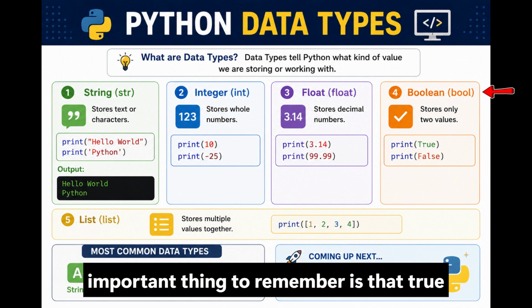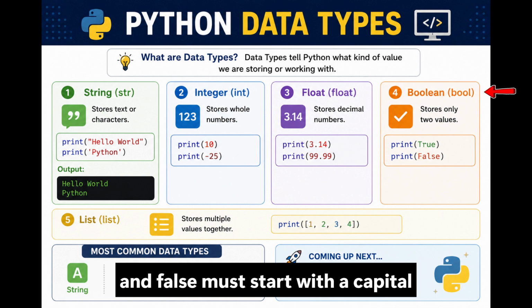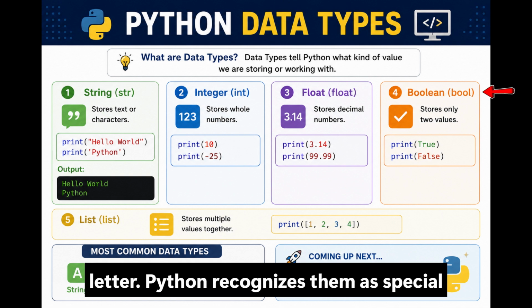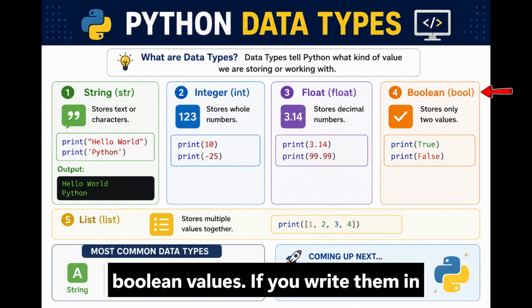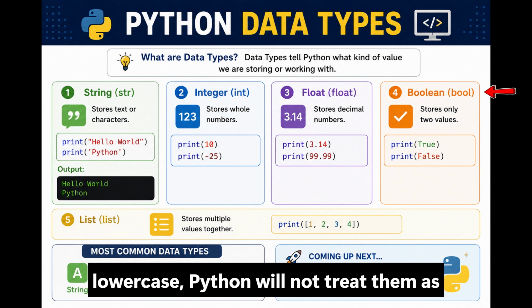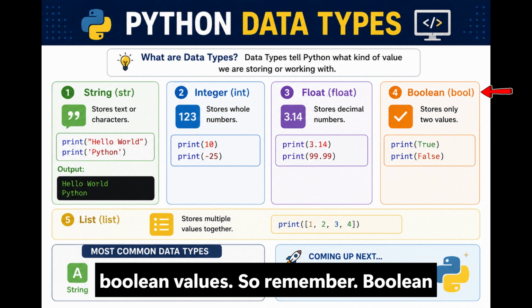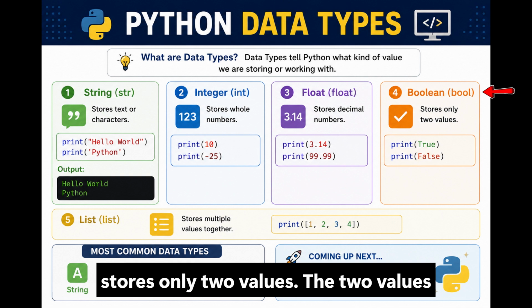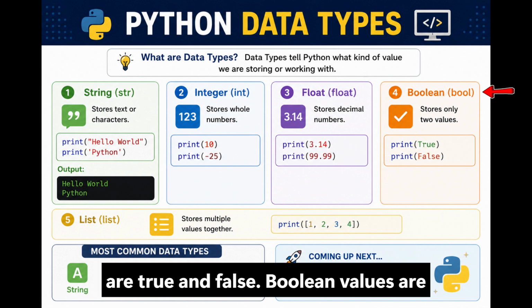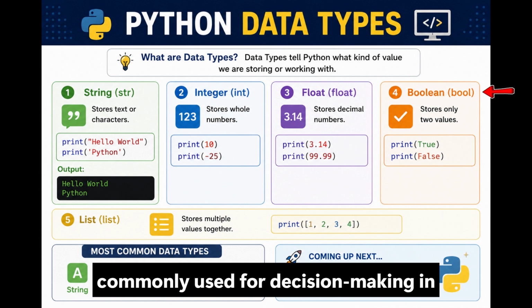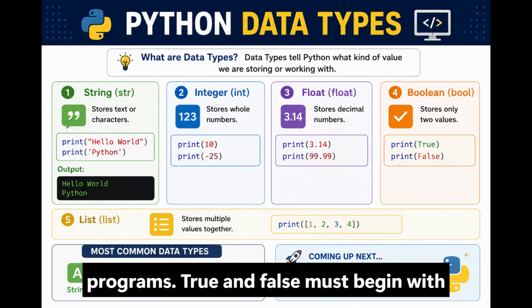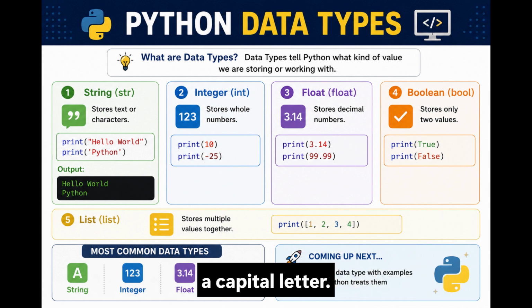One important thing to remember is that True and False must start with a capital letter. Python recognizes them as special Boolean values. If you write them in lowercase, Python will not treat them as Boolean values. So remember, Boolean stores only two values. The two values are True and False. Boolean values are commonly used for decision-making in programs. True and False must begin with a capital letter.